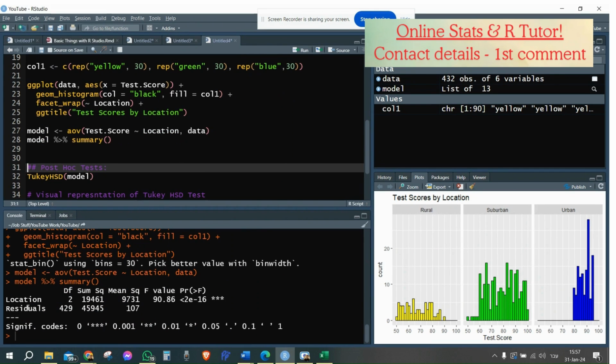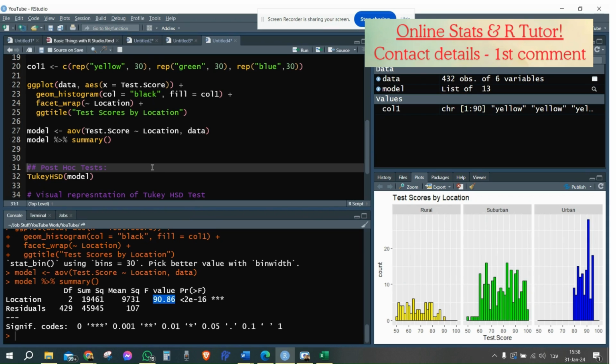Looking at this, we can see that there's a significant difference. We see the F value. The F value is very high and the probability that comes with the F value is very low. That means that there is a significant difference between the locations, the three locations.